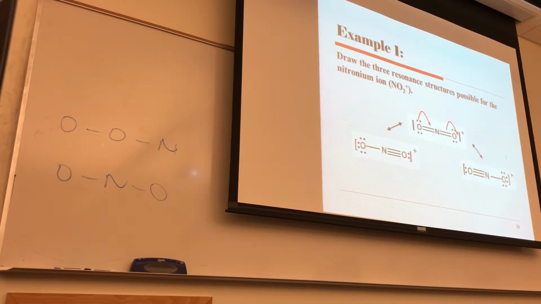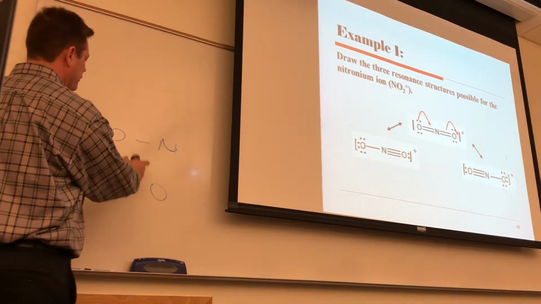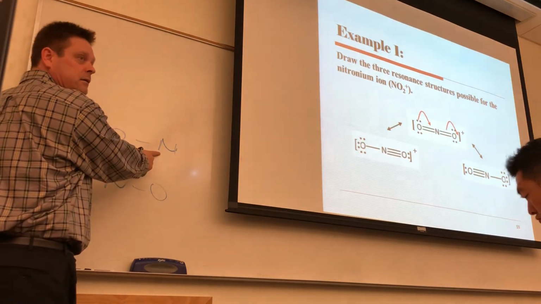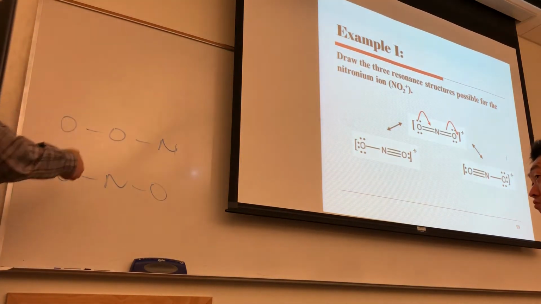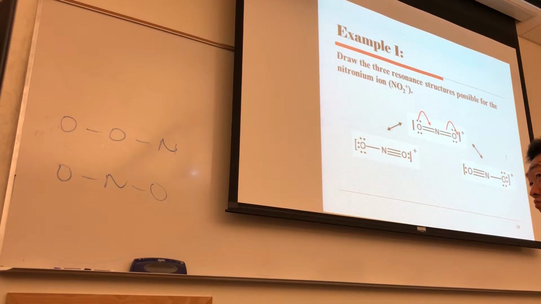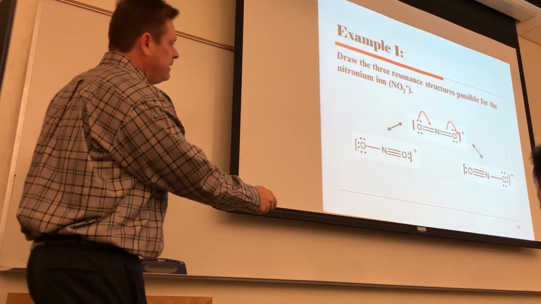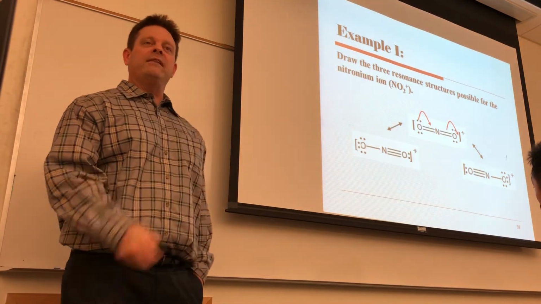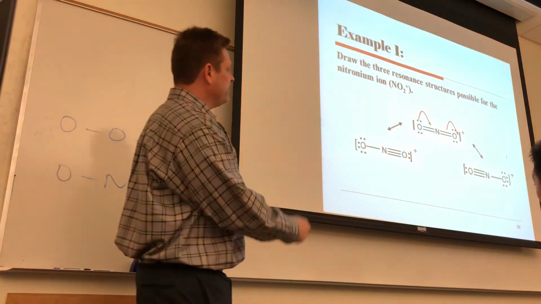I could take the bond lengths between N and O versus O and O. And if I don't have anything like this, well, clearly that's not going to exist. But if I have these three, are any of those more or less than the other one? Or do you just have all three of them? All three, right?